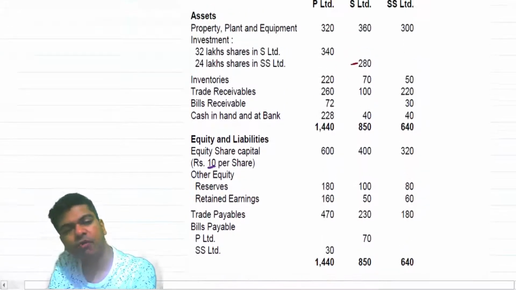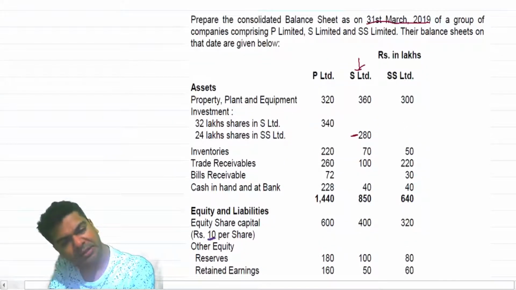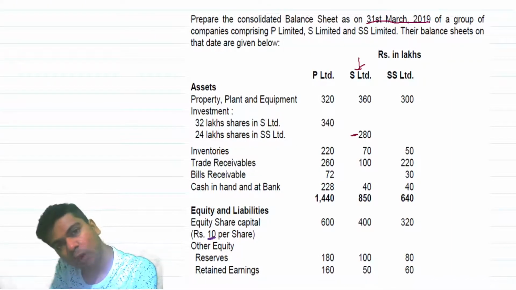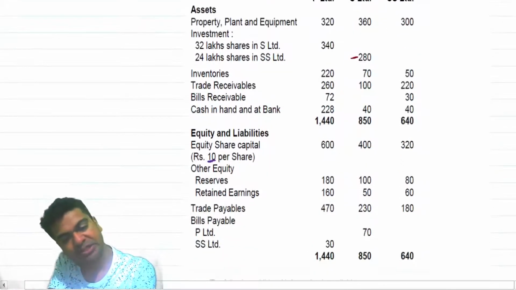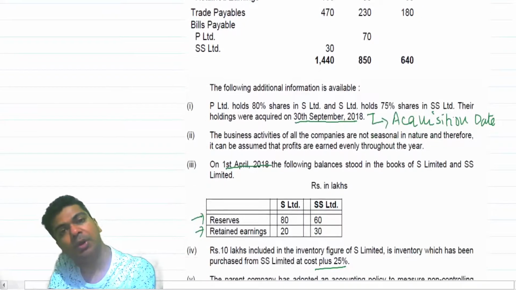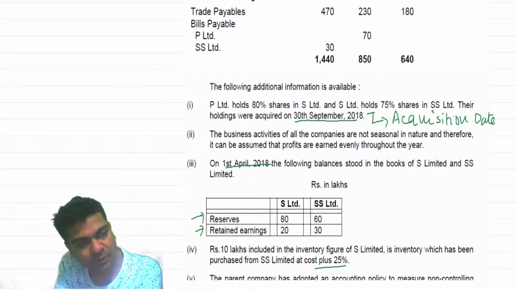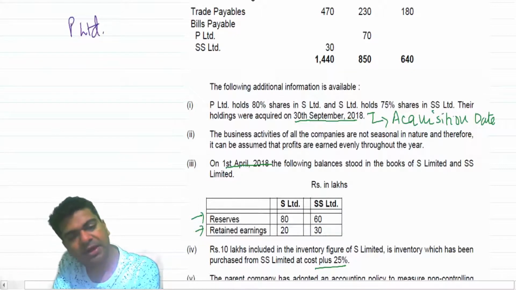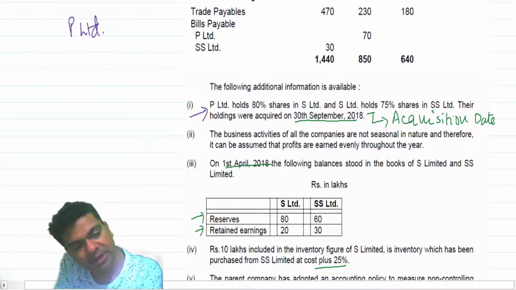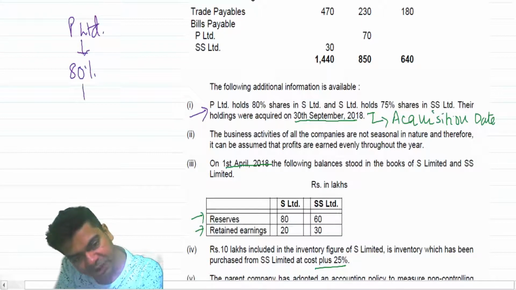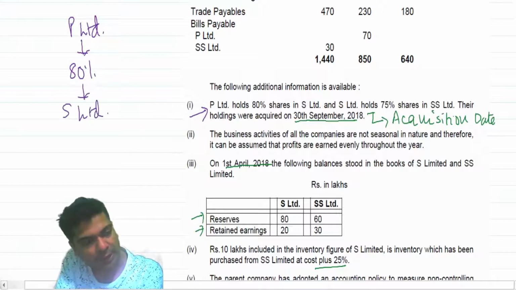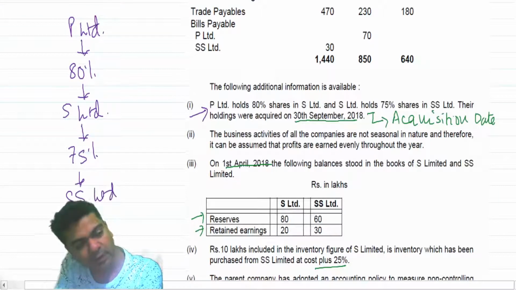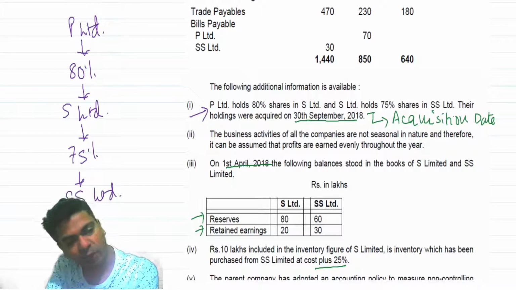As far as additional information is there, as far as the adjustments are there, it's a pretty simple question. But what really is remarkable about the question is its holding structure. See, the holding structure which they have given in this question is popularly known as a chain holding structure. You are having a company P Limited. Interpret this information. 1, P Limited has 80% shares in S Limited. And then they say S Limited has 75% shares in SS Limited. This is the holding structure which they have given, right?